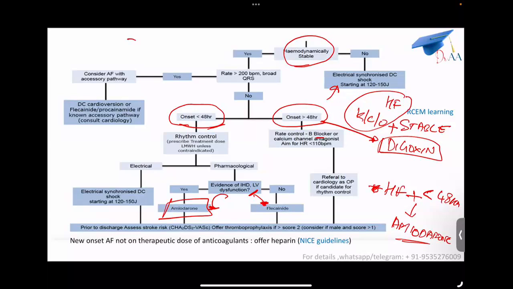Whenever the patient comes after 48 hours, plus he is in heart failure, then you can give digoxin, instead of beta blockers. So it depends on time. Yes. Time is very important when you're seeing the AF patient.